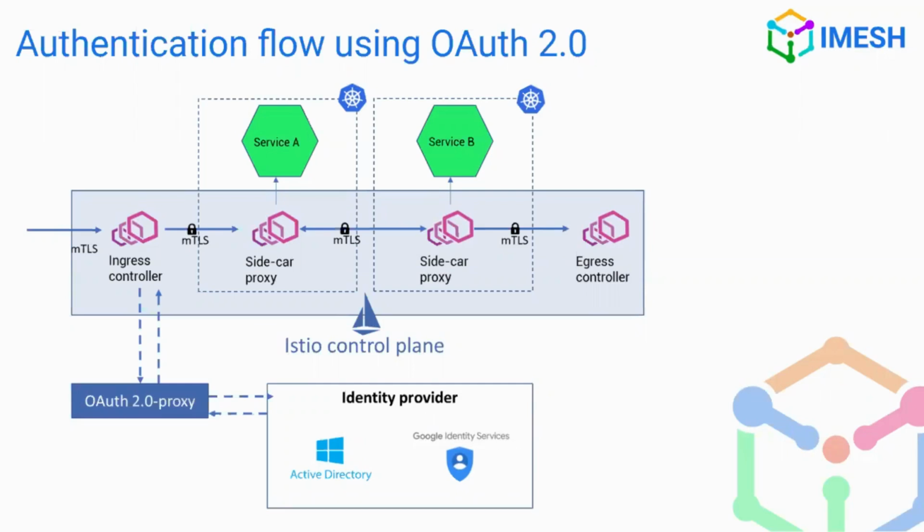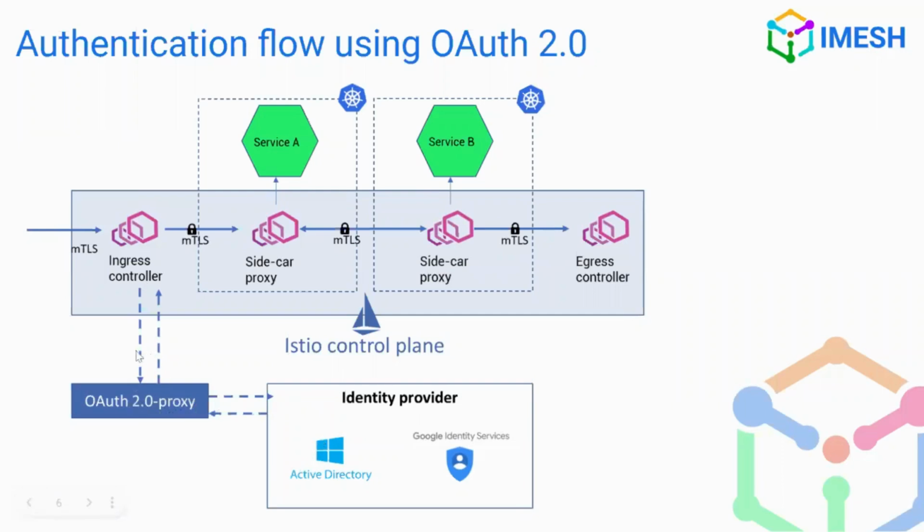Let's understand how the OAuth 2 and OIDC flow happens in Istio. When a user tries to access a particular service, the request is intercepted by our Envoy. Envoy then sends the request to the OAuth 2 provider proxy, asking for the access token. The OAuth 2.0 proxy will connect to the identity provider, verify the user's identity, and generate the access token, which is sent back to the Envoy.